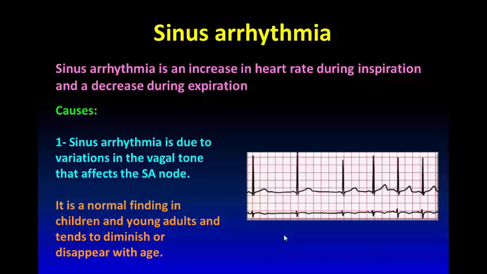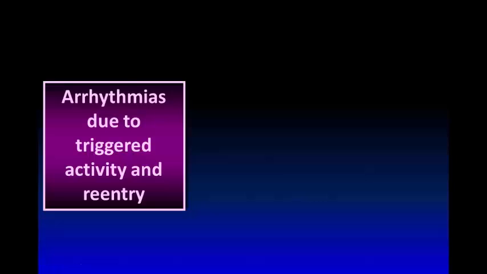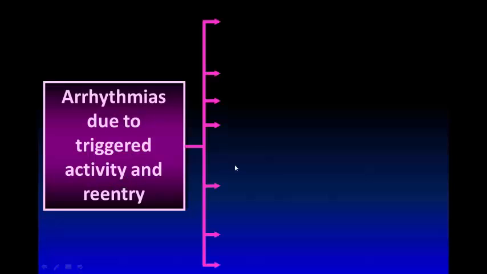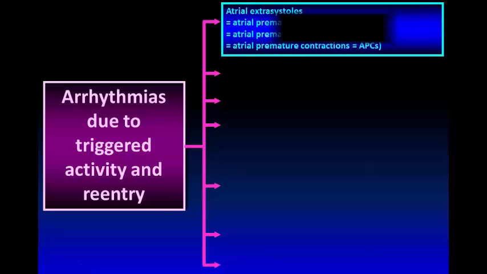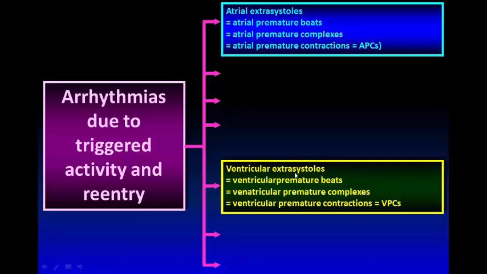sinoatrial node pacemaker activity. And now let's describe the other important category of cardiac arrhythmias due to alterations or disturbances of impulse formation. And this important category of dysrhythmias include dysrhythmias due to triggered activity and dysrhythmias due to reentrant circuits. They are further subclassified into atrial extrasystoles, which are also known as atrial premature beats, or atrial premature complexes, or atrial premature contractions. Similarly, we have ventricular extrasystoles, which are also known as ventricular premature beats, or ventricular premature complexes, or ventricular premature contractions.